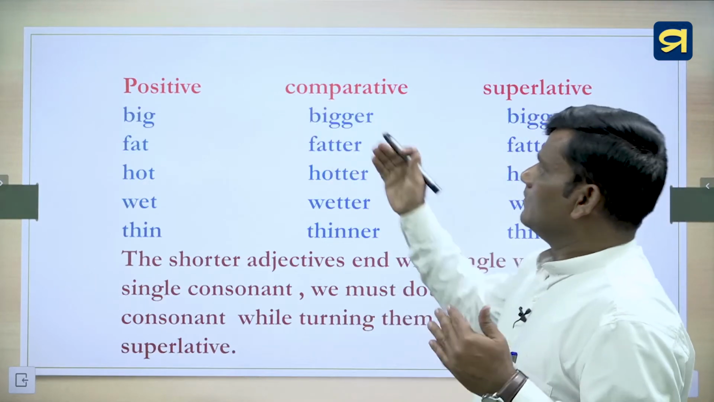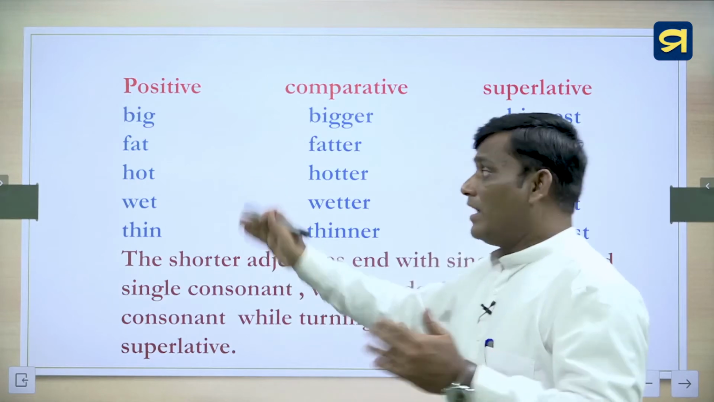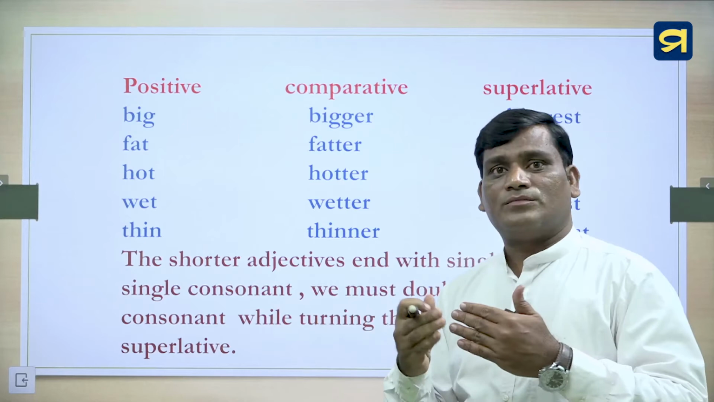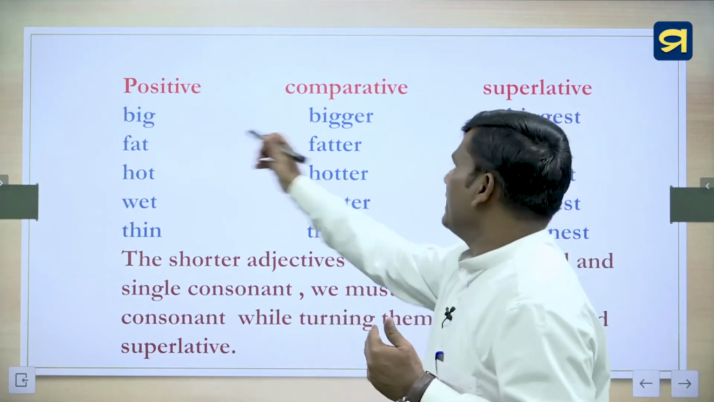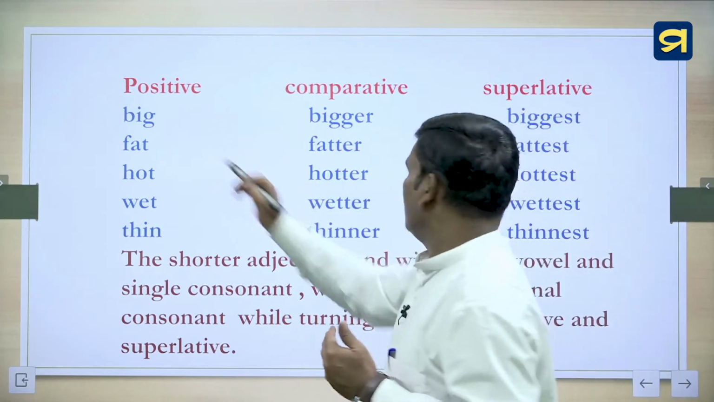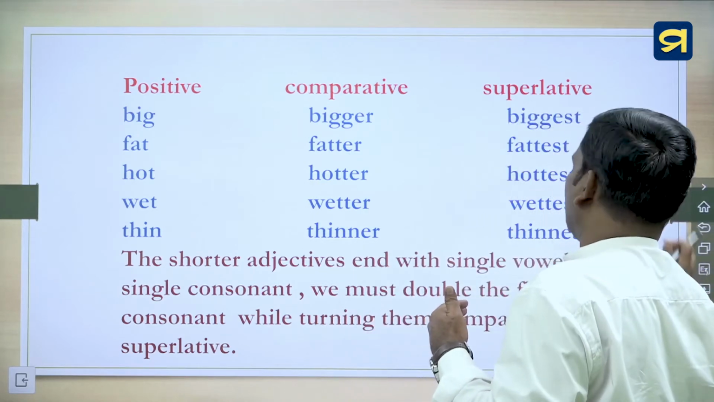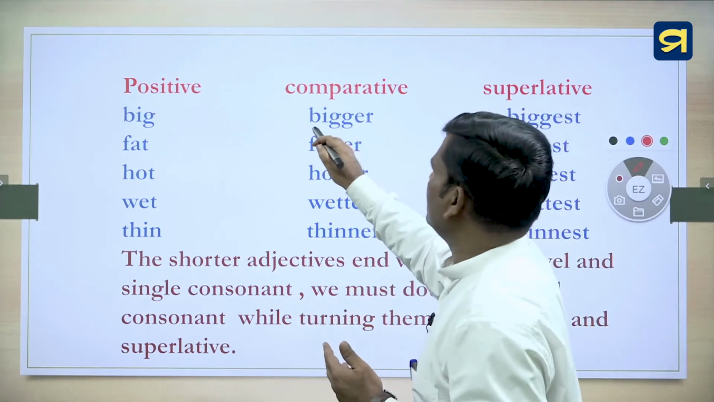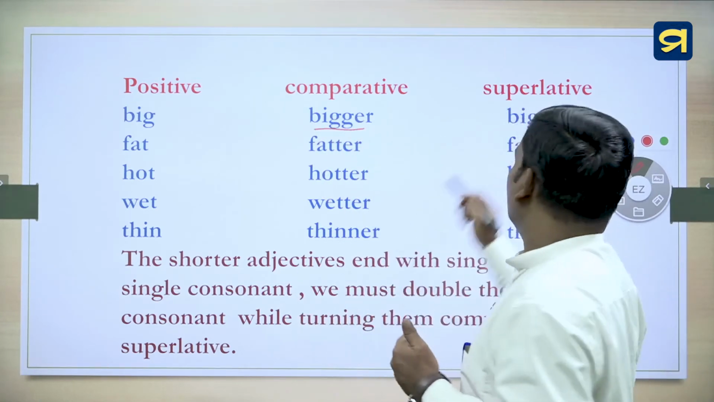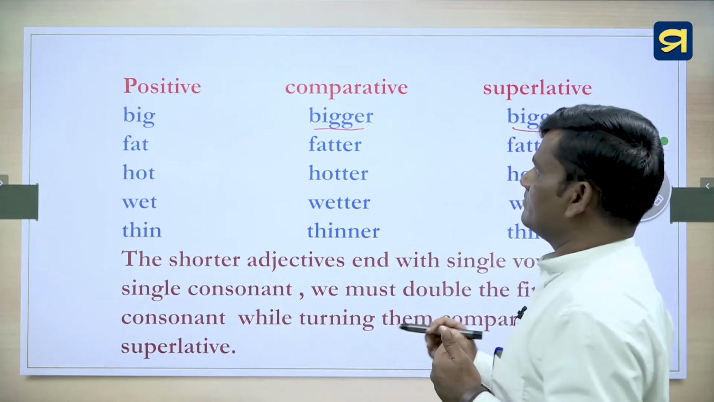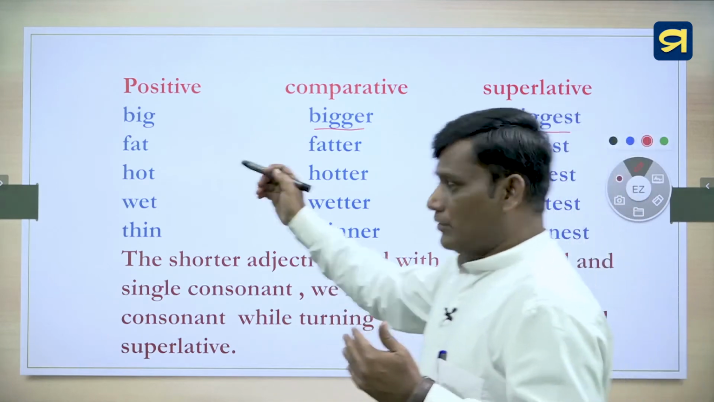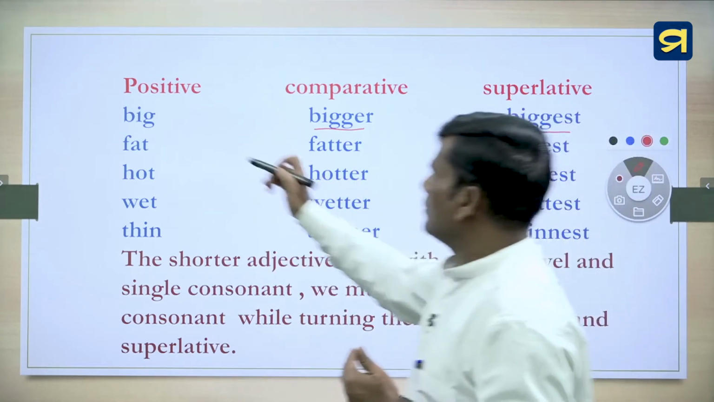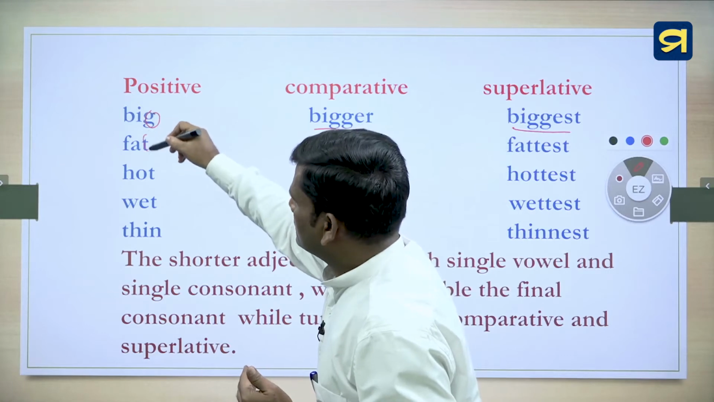Some adjectives are there where, while converting into comparative or superlative, the last letter is doubled. Look here. Big, bigger, biggest. Big, B-I-G. And when we convert into comparative degree, B-I-G-G, bigger. Here, B-I-G-G-E-S-T. Why does it happen? We will discuss. Fat, fatter, fattest. Hot, hotter, hottest. Look at the last letters.